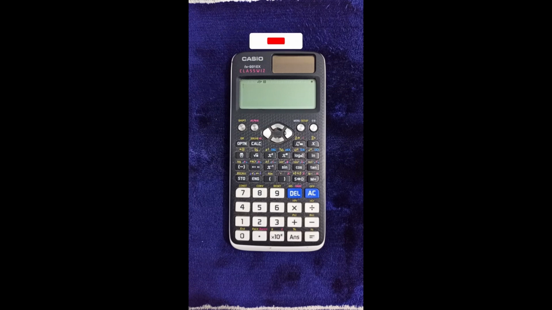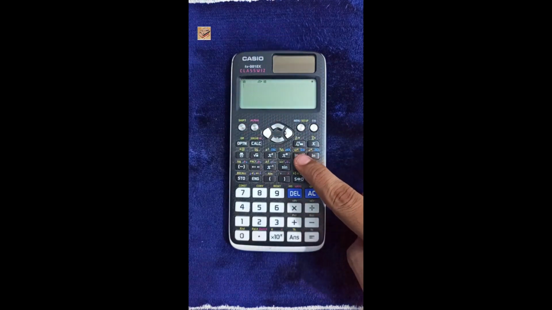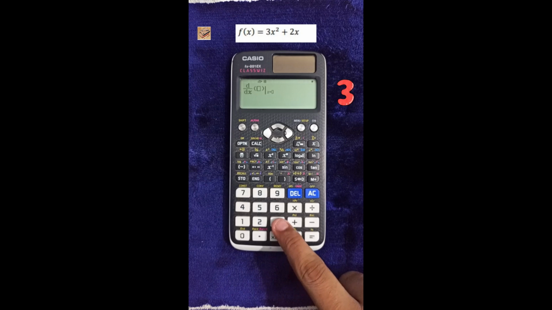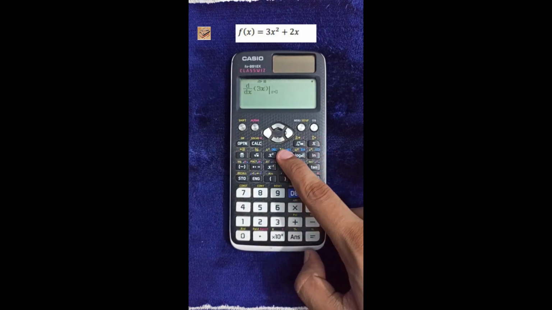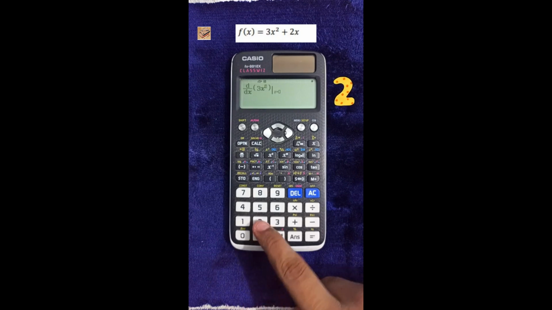To solve a differentiation question from a calculator, all you need to do is press this shift button, then press this button. Now write the above equation as it is. The coefficient of x square is 3, so press 3. Then press this button to enter x. Now press this button to enter the power of x, which is 2, so press 2.